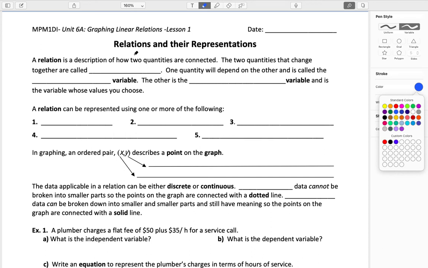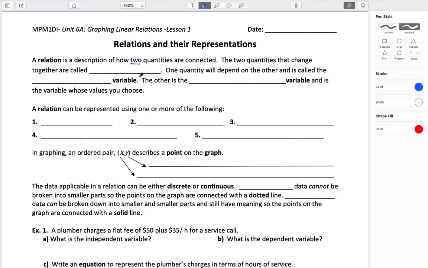Today's the first lesson for graphing linear relations, and I want you guys to understand the difference between a relation and how the graph could be represented using different variables like x and y. So a relation is a description of how two quantities are connected. So two quantities that change together, we call them variables.